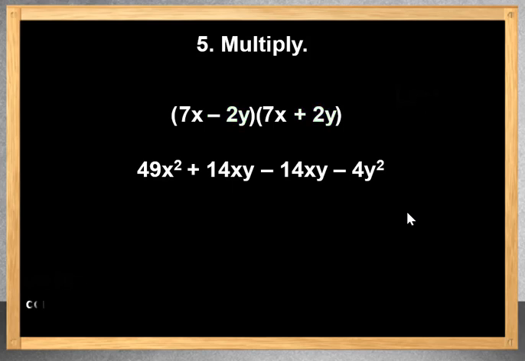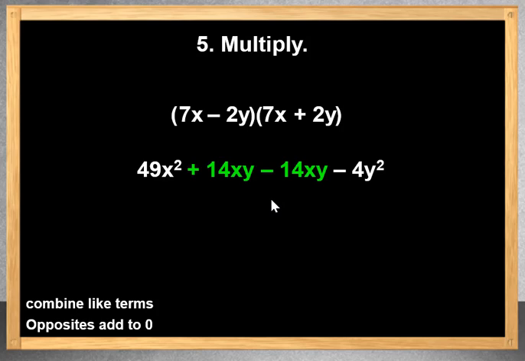And then look for any like terms. And here, the two are like. Actually, they're opposites, positive 14 and negative 14, which adds up to 0. So what are we left with? 49x squared minus 4y squared.